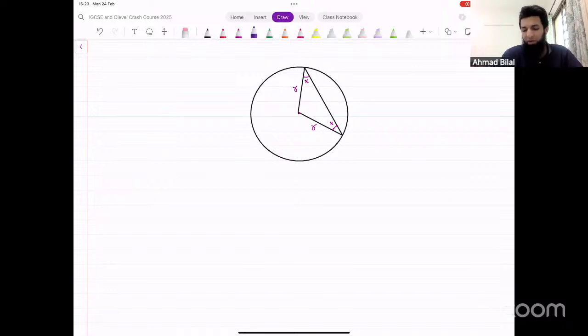It's not a property as such, but something you need to keep in mind: if we have a triangle like this, where two sides of the triangle are radii, then it's always going to be an isosceles triangle. We have two sides equal. What that means is the angles opposite to those sides, the angles opposite to the radii, are going to be equal to each other as well. Okay, so this is what we did in the last session.